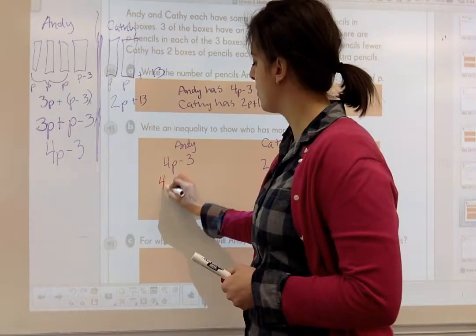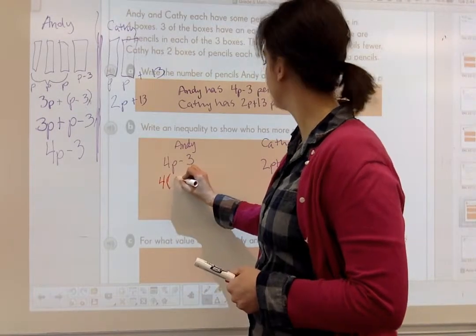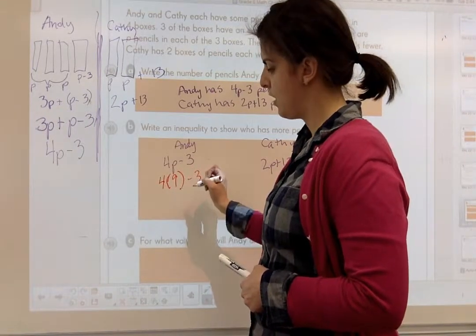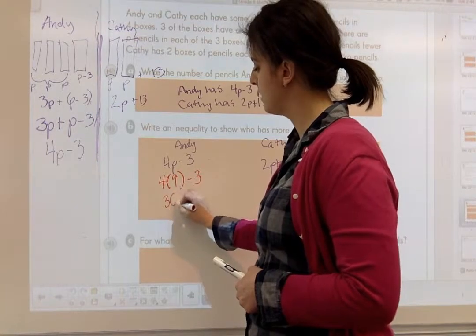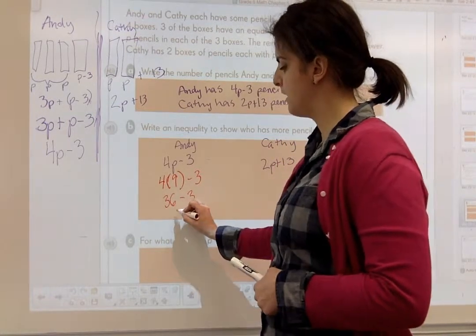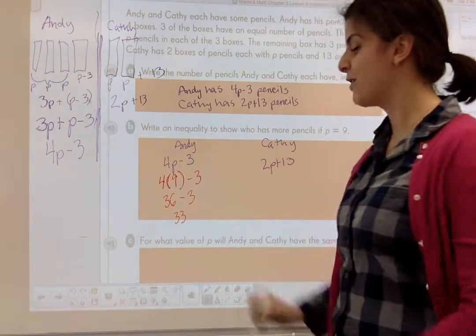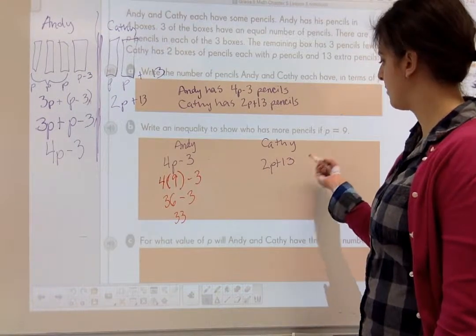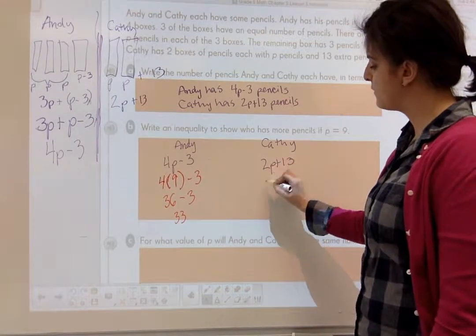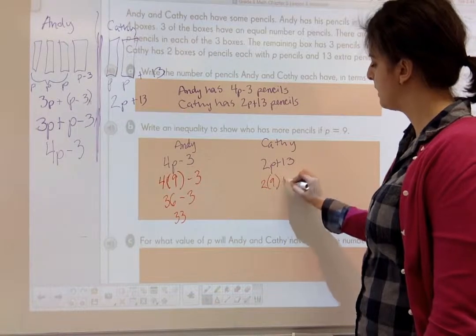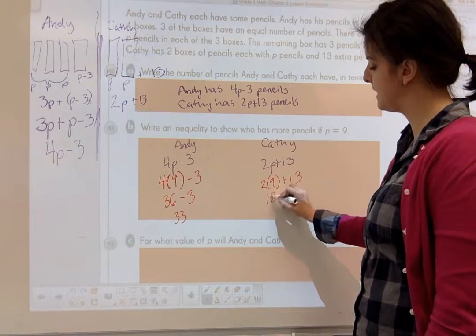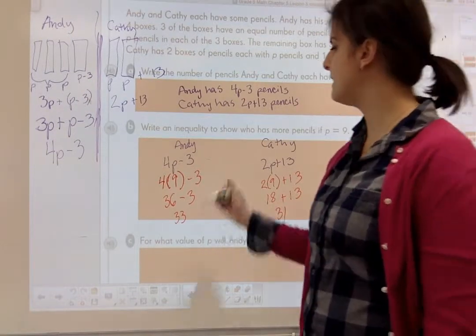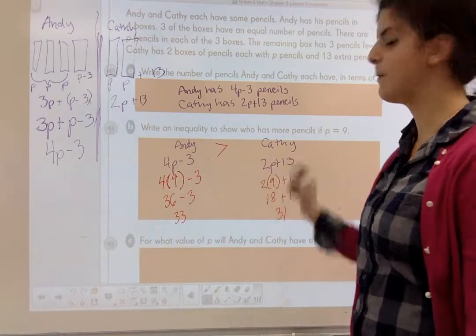So if I have 4 times 9 minus 3, what's 4 times 9? We're going to have 36 there. 36 minus 3 is 33. Andy would have 33 pencils if P equaled 9. If Kathy is the one, with P as 9, we would have 2 times 9 plus 13. 2 times 9 is 18 plus 13, so we end up with 31. So in this situation, Andy would have more pencils than Kathy.